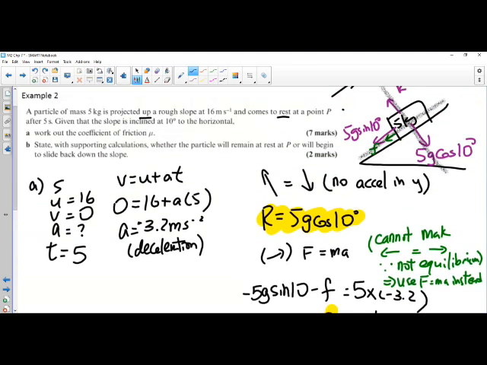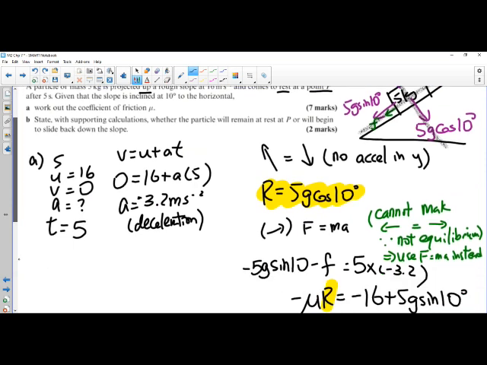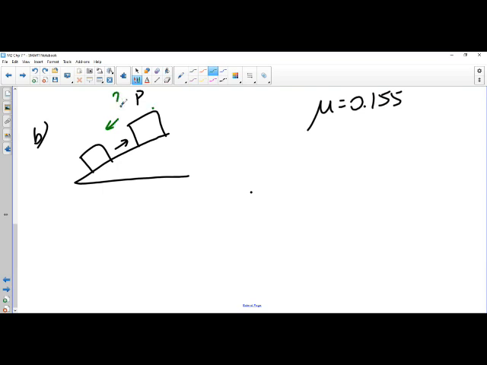State with supporting calculation whether the particle will remain at rest at P or will begin to slide back down the slope. So where is the point P? P is the highest point. So the particle, let me, favorite part of the mechanics, we can draw some diagrams. So here, that was the original. Now P at this point, that's point P. The particle is here, it stopped. So the question is asking, is it coming back down or does it stay there? So which one is it?